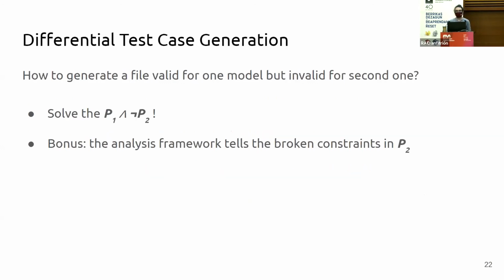But how can we use these SMT problems for differential test case generation? Well, we take two models that we want to compare, we translate them into their formulas, say P1 and P2, and we create another SMT problem given by the formula P1 logic and not P2. Now, this gives us another SMT problem whose solutions are files that respect all the constraints in the first model, but break at least one of the constraints in the second model. And actually, our framework is able to tell us which are the constraints that are broken in the second model.